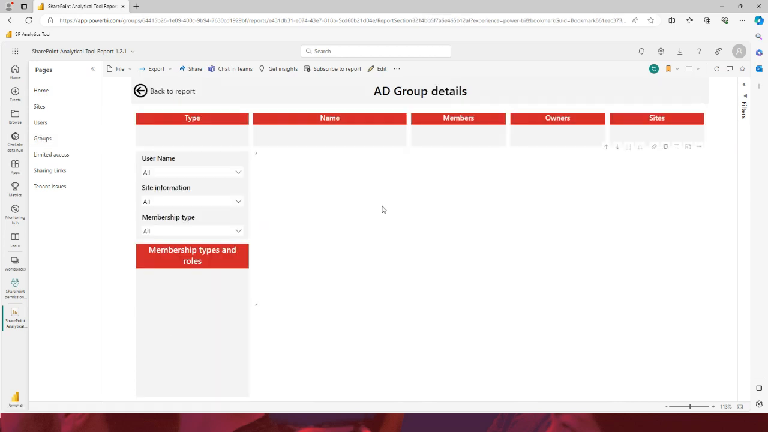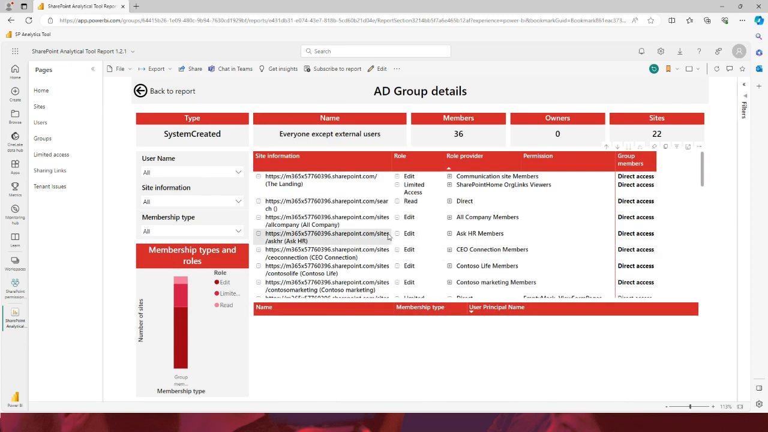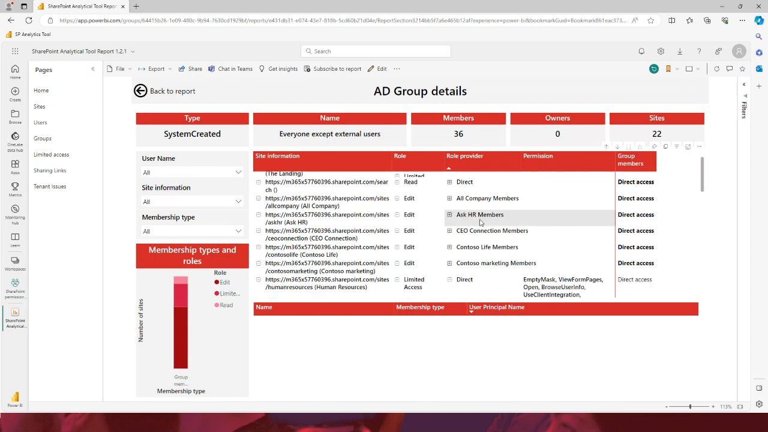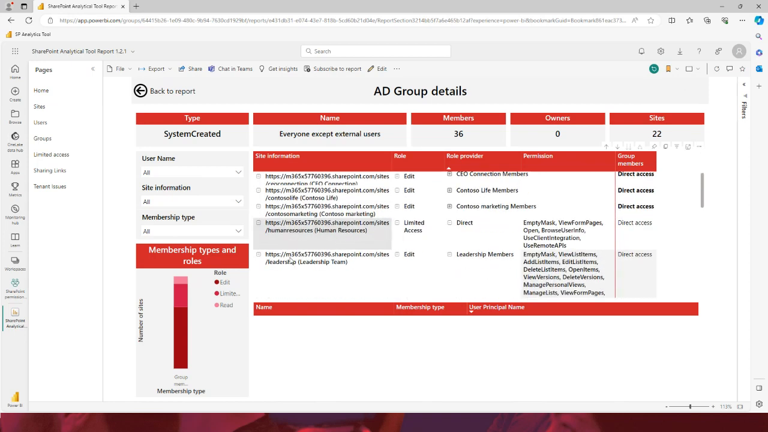So effectively, what I'm asking the report to tell me is which sites exist where literally everyone in the company has access to it. And it's going to come back and do that for me. What we're seeing here is a list of the different sites that exist, and we can scroll through each of them. I can also see what role they've been given on the site, and where exactly they were provided that role. In this case, I can see they point to a membership group and how the access has been assigned.